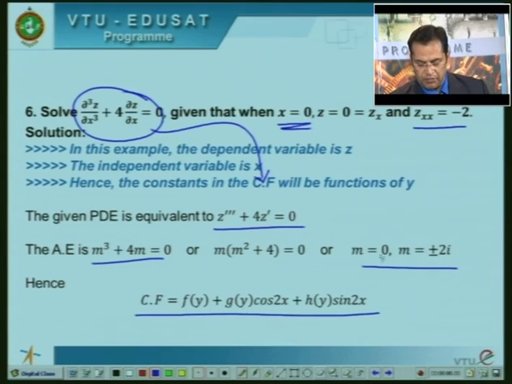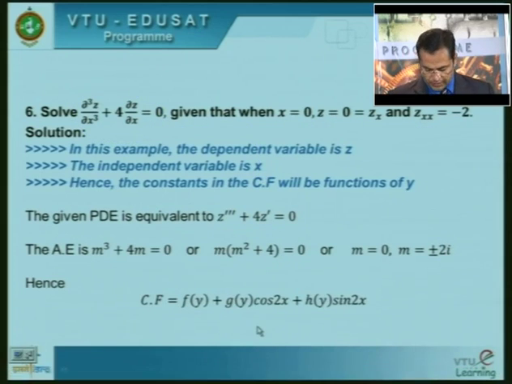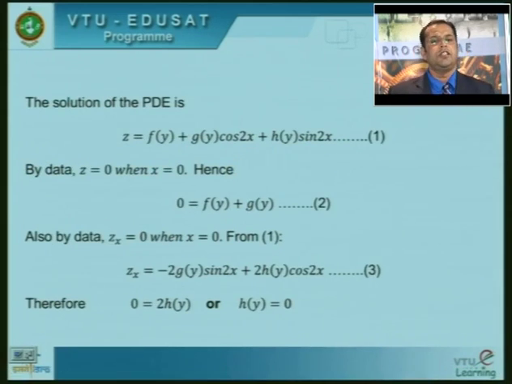So, the complementary function for 0 is f of y e power 0 into x, which is 1. For plus or minus 2i, you would assume the function g of y cos 2x plus h of y into sin 2x. So, the solution to the PDE is z equal to f y plus g y cos 2x plus h y sin 2x. But by data, z is 0 when x is 0. So, substitute that here. Sin 0 will be 0, and you get f of y plus g of y equal to 0. Also, z x is 0 when x is 0.